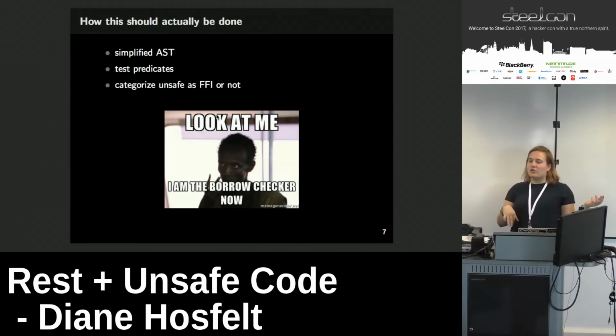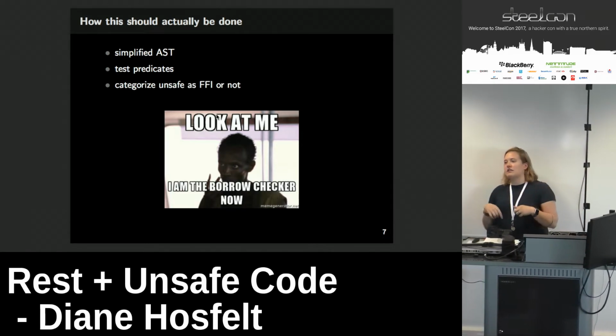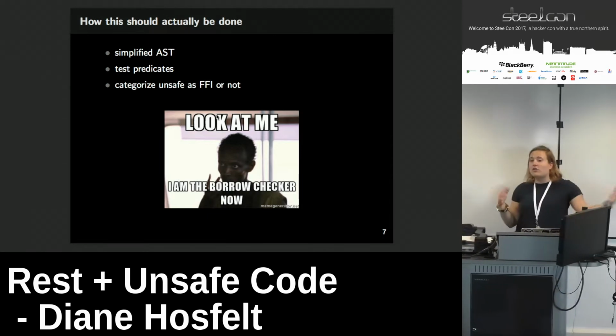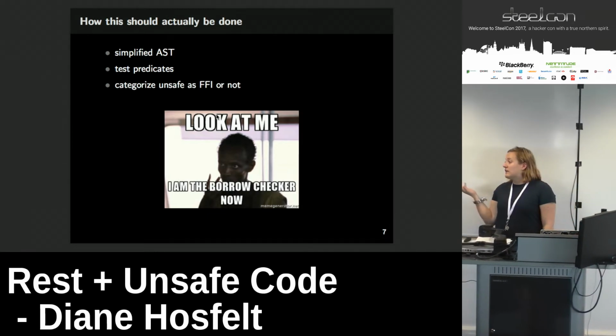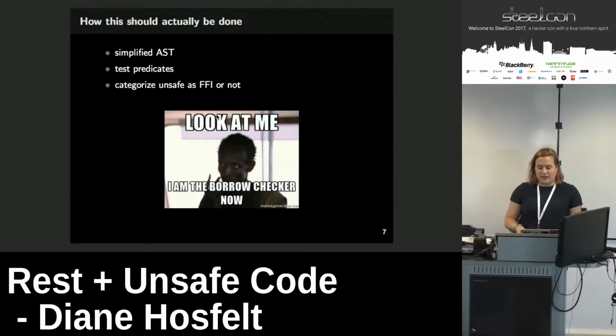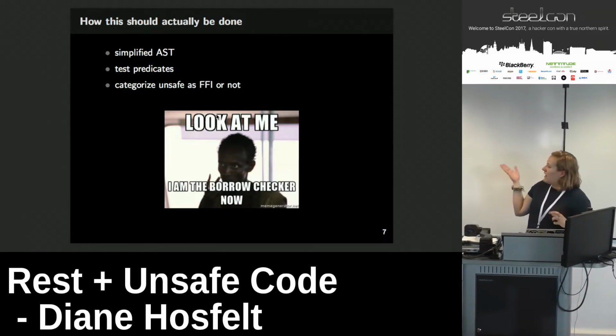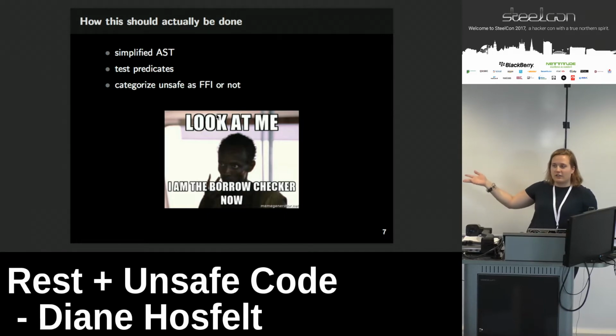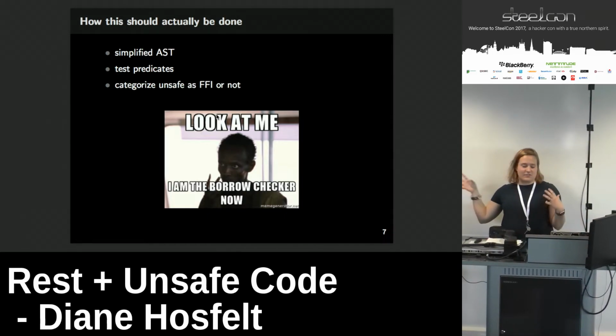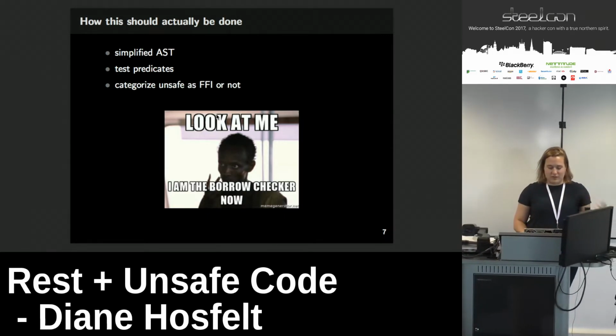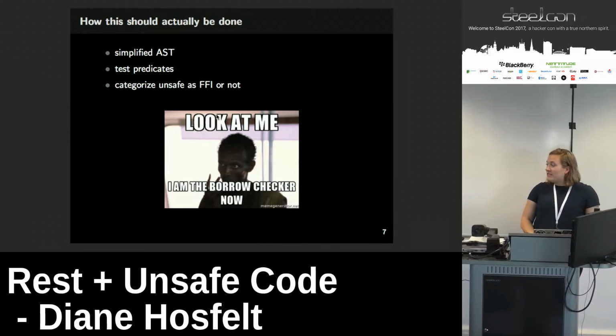You can also categorize the unsafe code as, is it FFI? Are you calling C code, or are you just writing unsafe code? And then borrow checker. I don't know why there aren't more memes about the borrow checker, because it really is your best friend and your worst enemy when you're developing in Rust. So maybe someday I'll have time, get around to this.